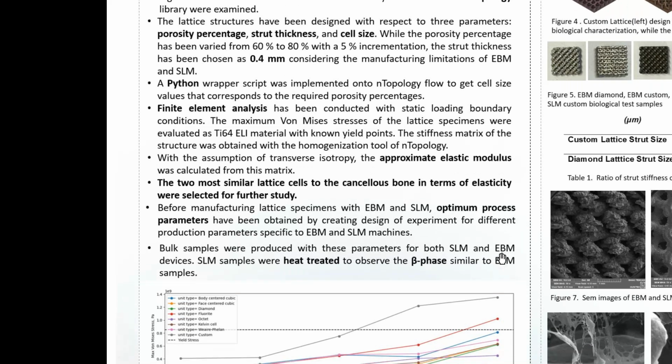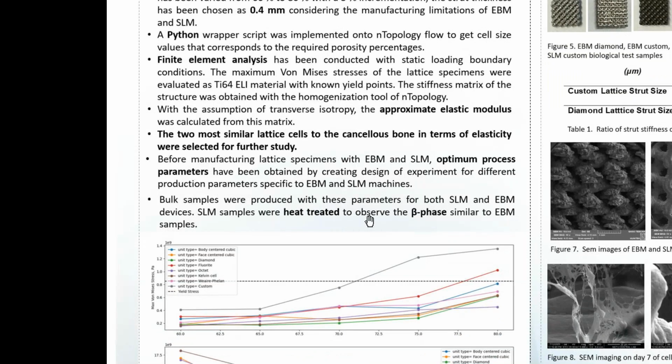We also heat treated the SLM samples because we wanted to observe the beta phase similar to the EBM samples.